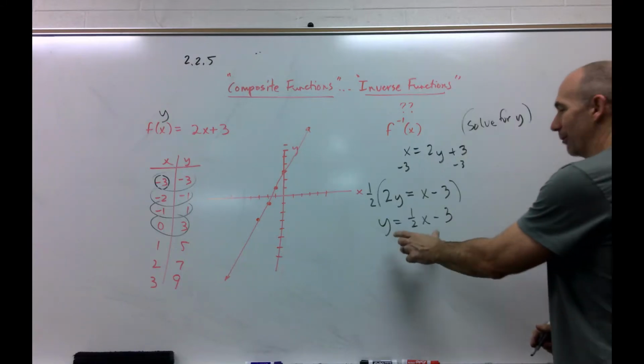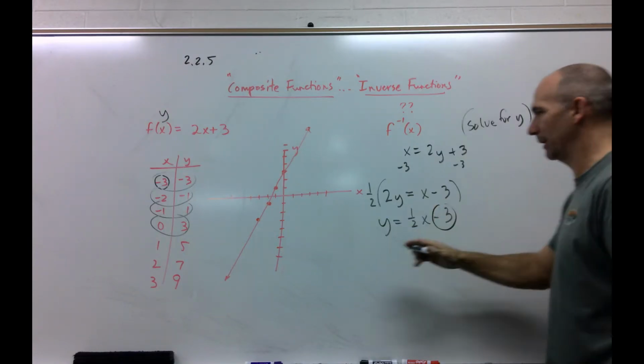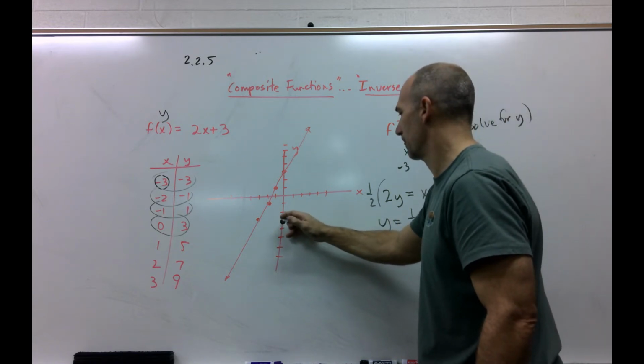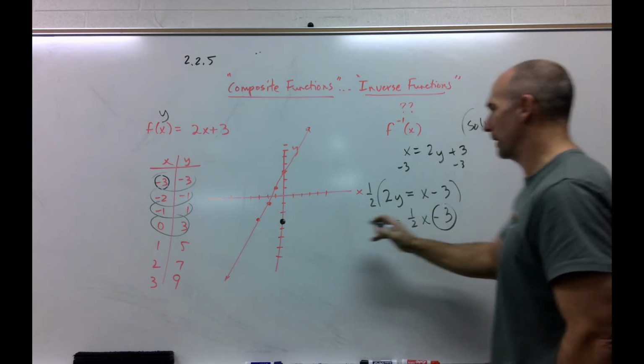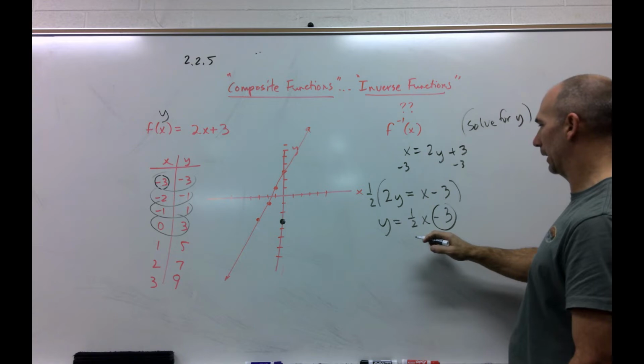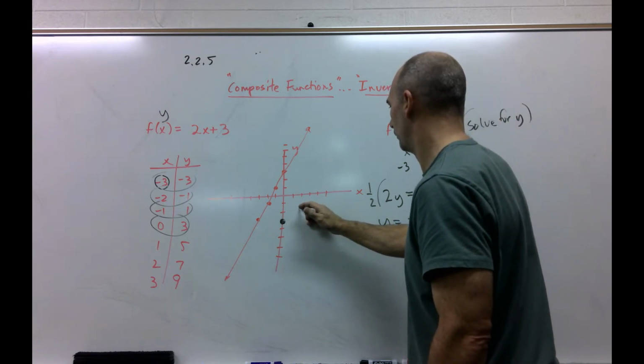Now, if I graphed this, you're going to notice I'm going to use the old school technique. My y-intercept is negative 3. And now I'm going to go up 1, right 2. Up 1, and right 2.